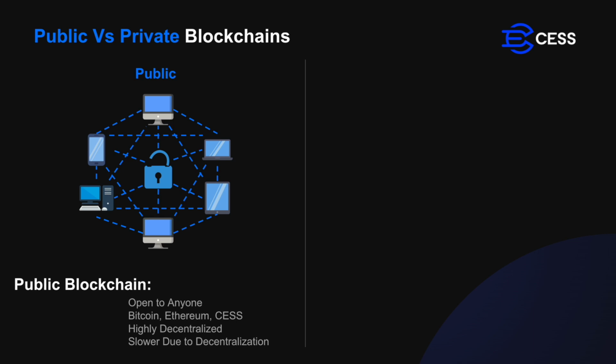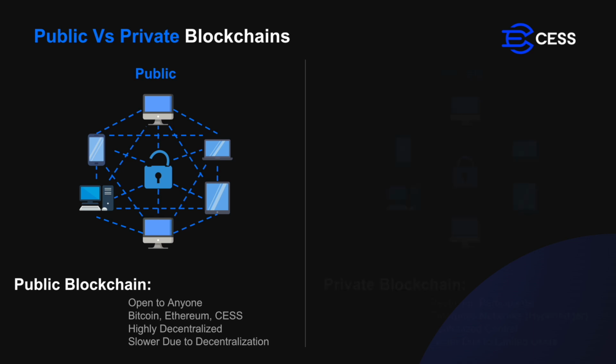A few well known examples of public blockchains include Bitcoin, which is the first and most widely known cryptocurrency, Ethereum, which introduced smart contracts and decentralized applications, and Storj, which is designed for decentralized data storage. However, because public blockchains are open to everyone, they tend to be slower and more expensive than private blockchains. Every transaction must be verified by many nodes, which increases security but also adds processing time and costs.